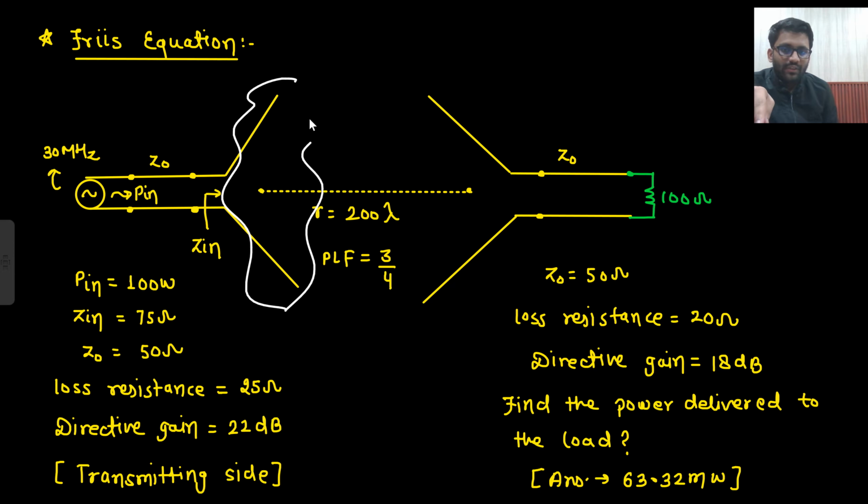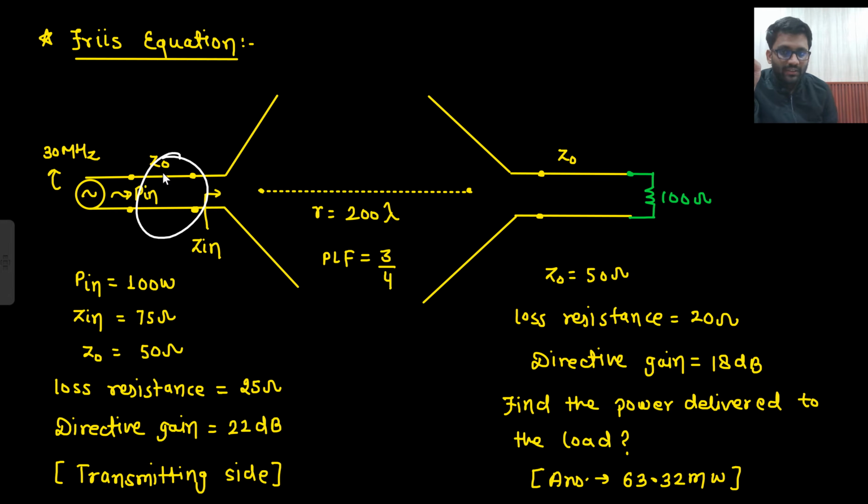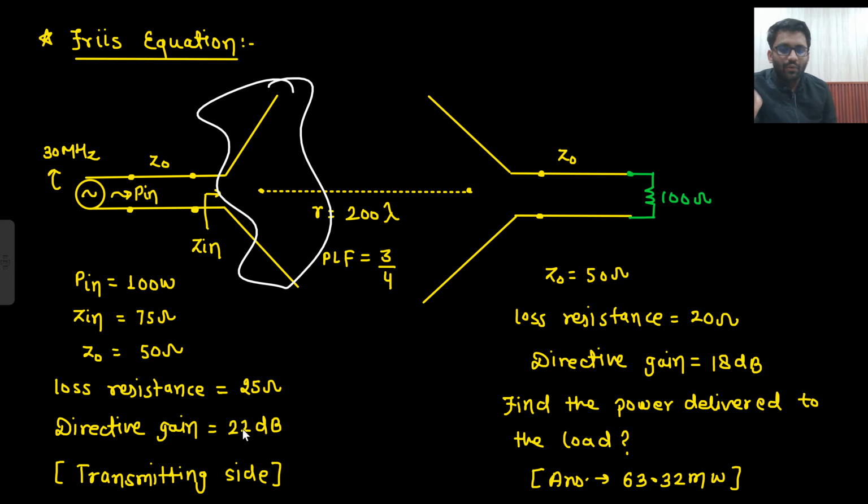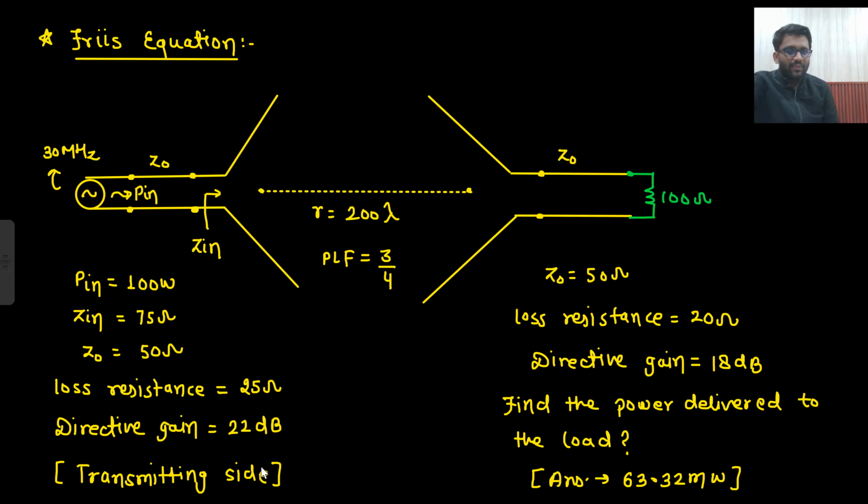The input impedance of this antenna is 75 ohm. The loss resistance of this transmission line is 25 ohm. And the directive gain of this antenna is 22 dB. So this is your transmitting side. Now at the receiver, the transmission line has Z naught of 50 ohm, loss resistance of 20 ohm, and directive gain of 18 dB. You need to find the power delivered to the load, and the load is 100 ohm. Try doing it on your own.